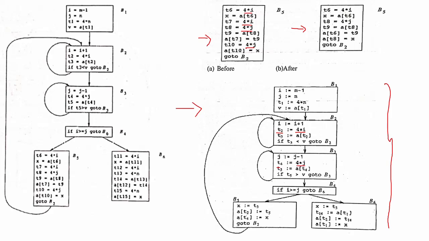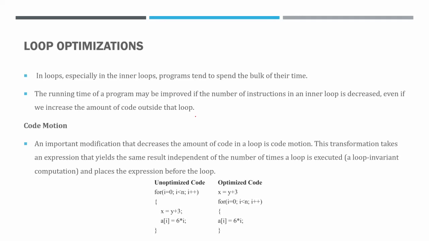Next, as I said before, loops play a major role in the entire program. Inside the loop, the program tends to spend more time. So the runtime of the program may be improved if the number of instructions in the inner loop is reduced, even if we increase the amount of code outside the loop. For that, the first technique is code motion.